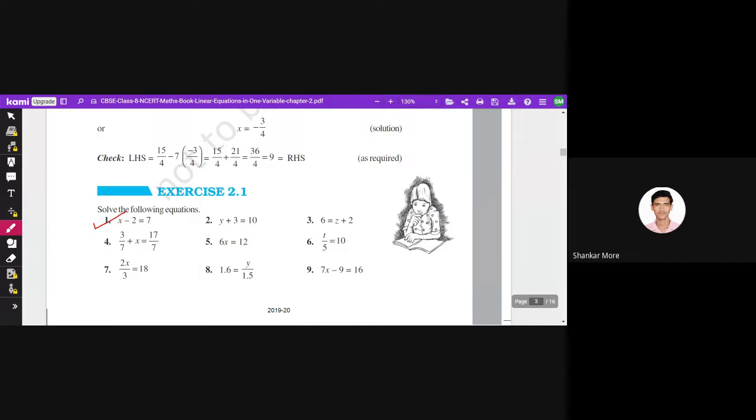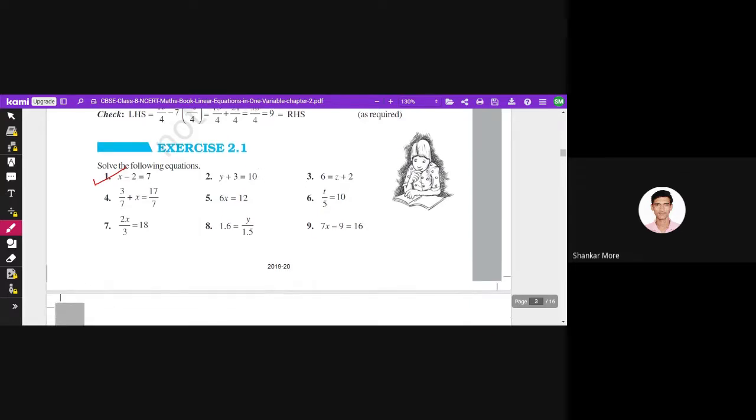Okay, now forget about fifth one. Fifth one का भी क्या आएगा? X is equals to 2 ही आएगा. Sixth one का आएगा t is equals to 50. Seventh one का आएगा, yeah, you have to calculate that. And eighth one, now last one, solve eighth one, and maybe we will proceed with next topic. Find out the answer for eighth one.